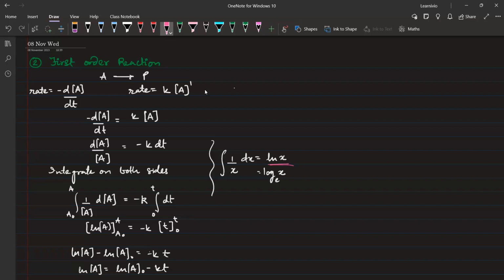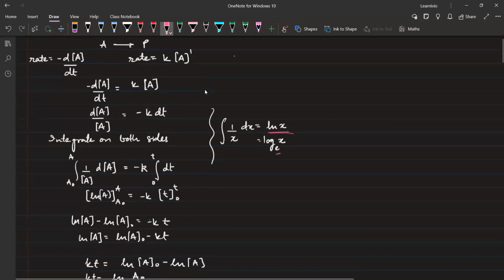I will do variable separation. That means the concentration of A term will come to the left-hand side, that is divided by A. And in the right-hand side, we will have minus K dt. So in the left-hand side, we have dA upon A, minus K dt. Integration of 1 upon x dx is equal to ln x, which is equal to log with the base e. Now, once I integrate both sides, I will get ln A, and the limits will be A to A naught, and minus K t with the limits t to 0.